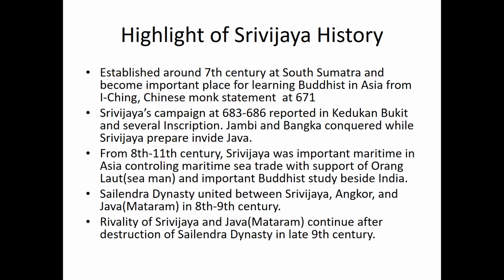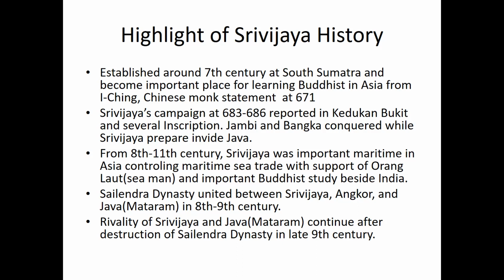As a Chinese monk, I Ching, said in the year 671. There are reports about Srivijaya campaigns from 686 to 687, reported in the Kedukan Bukit inscription and many inscriptions around Sumatra. Neighbors of Srivijaya, like Jambi and the Bangka Islands, were conquered, and Srivijaya was preparing an invasion of Java.